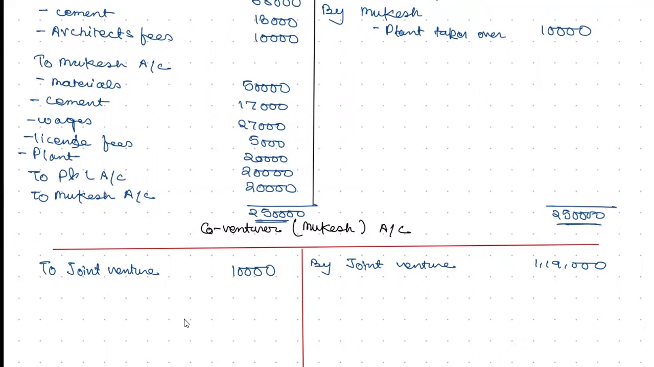Share of Mukesh. शेयर ऑफ मुकेश, वही मैं पूछना चाह रहा हूँ. वो भी तो लेंगे 20,000। यस करेक्ट। क्या आएगा? जॉइंट वेंचर, वही तो पूछना चाह रहा हूँ मैं तो। 20,000। अब और कुछ?